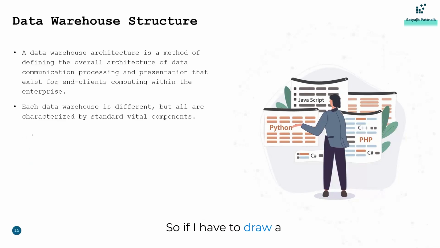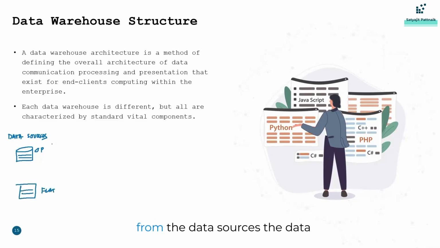So if I have to draw a generalized data warehousing structure, this is how it looks like. It all starts with data sources. Your data sources could be anything, be it your operational system, I will write it down as operations, be it some flat files. From the data sources, the data goes into a database. Initially, we call it a staging environment.